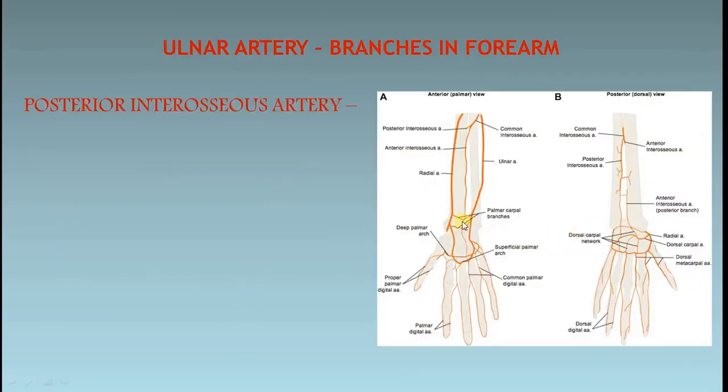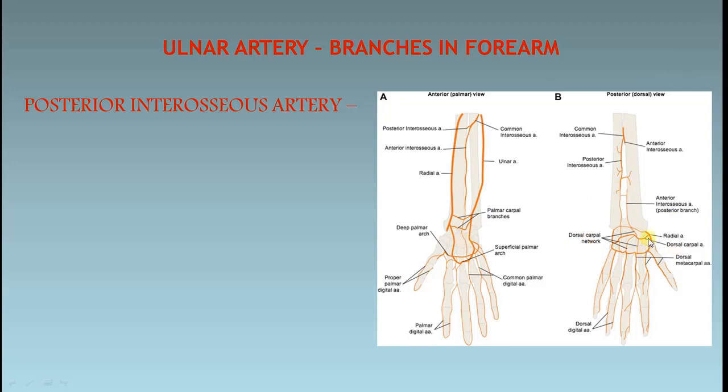Here you are able to see the carpal arch, which is formed in the front, and the carpal arch, which is formed behind. In the front, it is mainly formed by the palmar carpal branches of the radial artery and the palmar carpal branches of the ulnar artery, then branches from the anterior interosseous artery and one more branch from the palmar arch.